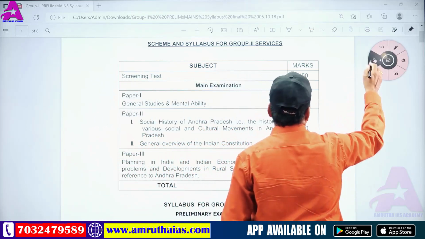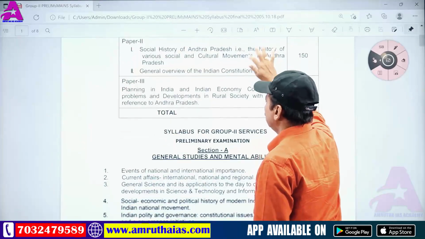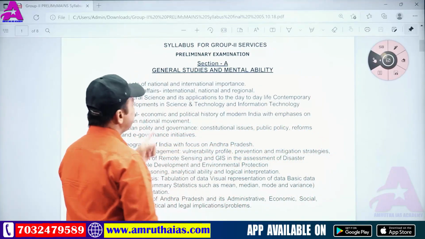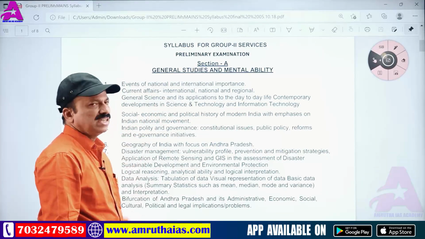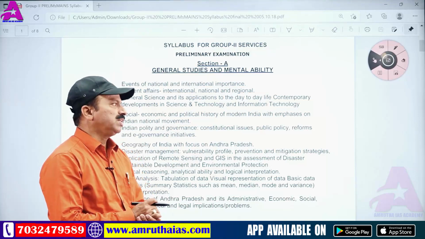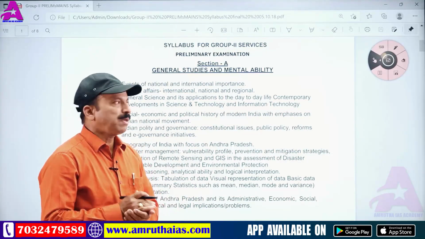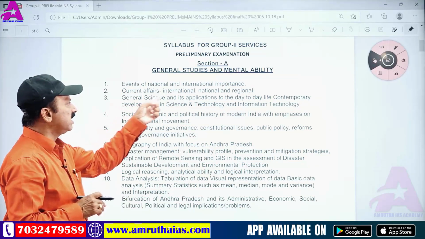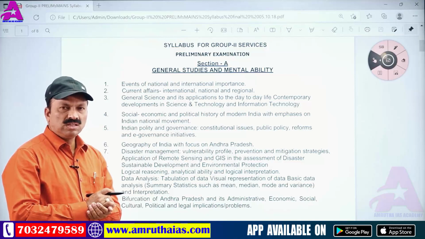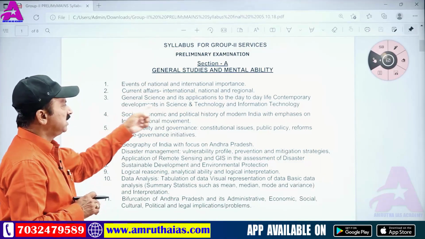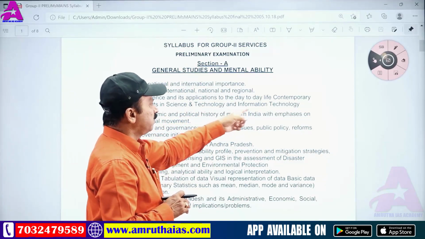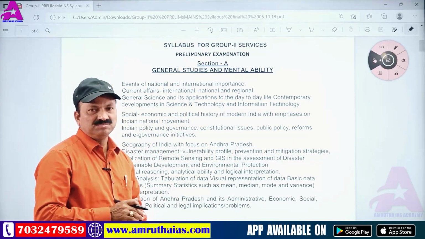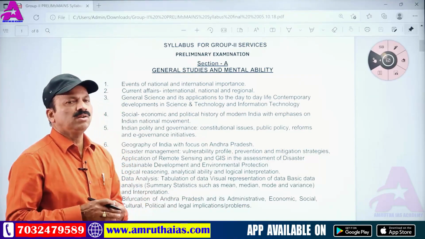Have you got the idea? Now you can see all the areas in this syllabus for Group 2 services. In the first paper, 11 areas are there. Group 2 prelims examination, general studies and mental ability, is the first paper, seen for both mains and prelims. First, events of national and international importance related to current affairs. Second, current affairs: international, national and regional. All the programs and plans, you have to go through each and everything. General science and its applications in day-to-day life, contemporary developments in science and technology and information technology.